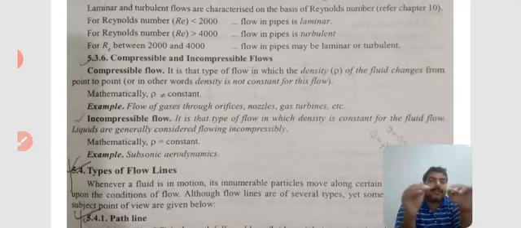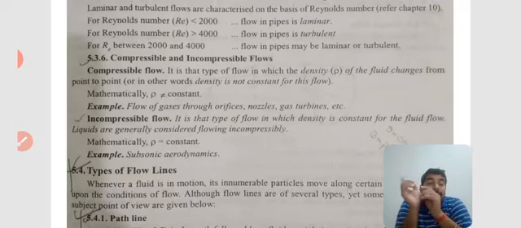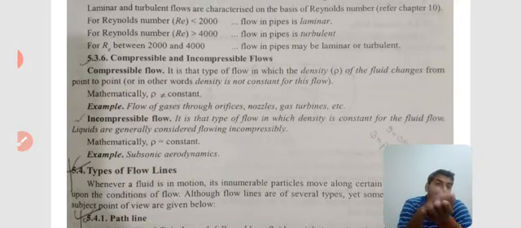For a Reynolds number greater than 4000, the flow in pipes is turbulent flow, okay. And for a Reynolds number in between 2000 and 4000, the flow in a pipe may be laminar or turbulent both. We can say the flow is laminar as well as turbulent.